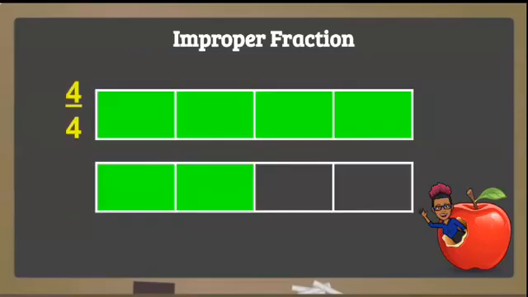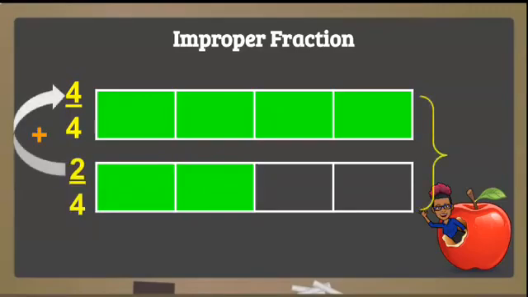Another example. So we have 4/4, which is one whole, and 2/4, which is in fact 6/4, an improper fraction, because we count the number of shaded parts. We have 6 shaded parts, but out of 4, the denominator. 4 parts in each whole.